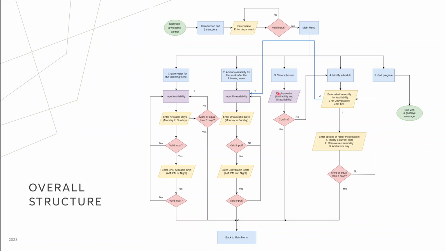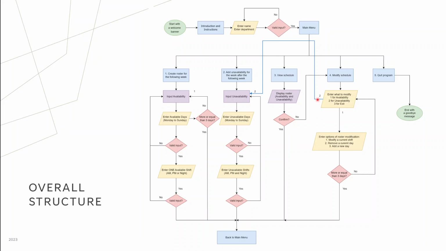If they do not wish to confirm, they are prompted to select the fourth prompt, which is to modify their current work schedule. Here, users have three options. First is to modify their availability, which is the current roster. Second is to modify their unavailability record, or to quit this prompt. If the user selects option 1 to modify their roster, they again have three options to choose from: to change a current shift, to remove a current availability, and to add a new availability. Again, after finishing the modifications, the program will check if they meet the three-day criteria and prompt the user to add more, or else they will not have any roster.